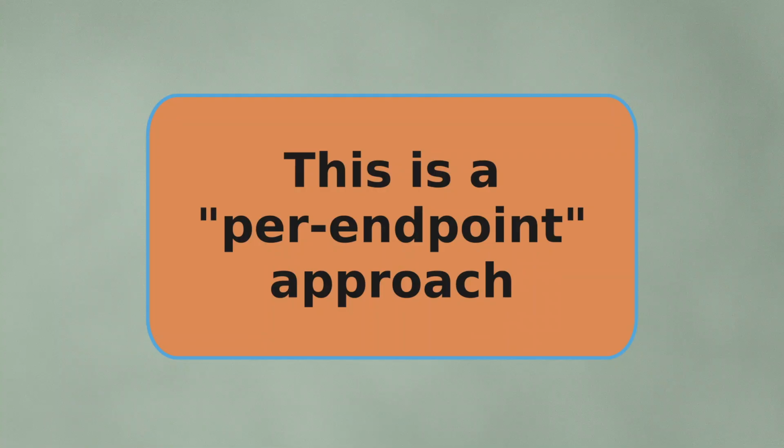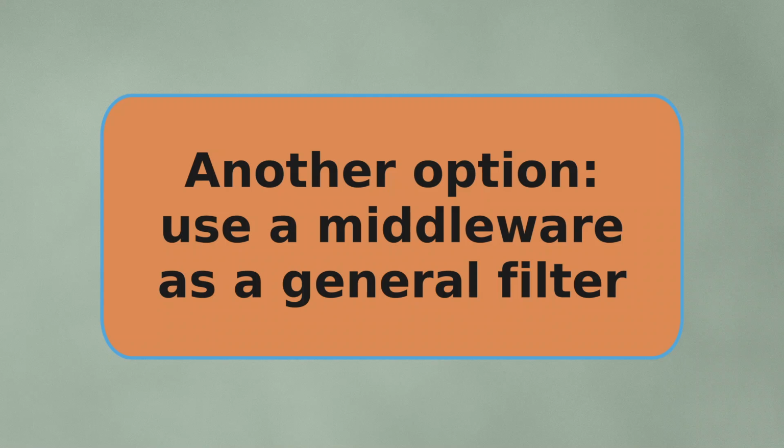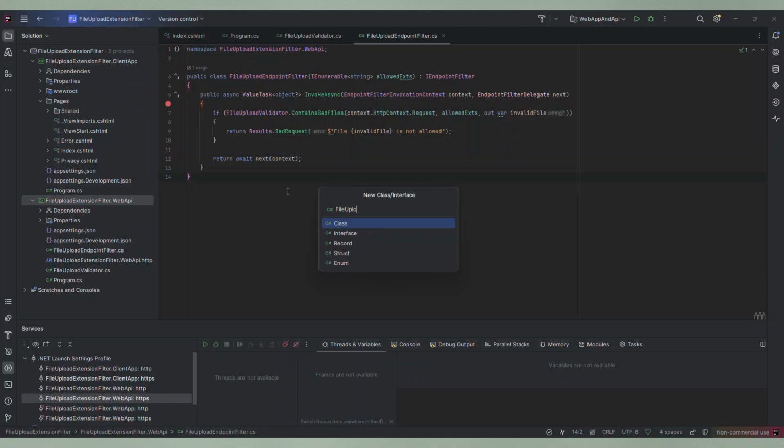This method allows you to control the allowed file extensions per endpoint. Another way to restrict file uploads would be to use custom middleware that acts as a general file upload filter for all of your endpoints. This would look something like this. First, we create a new class called FileUploadMiddleware.